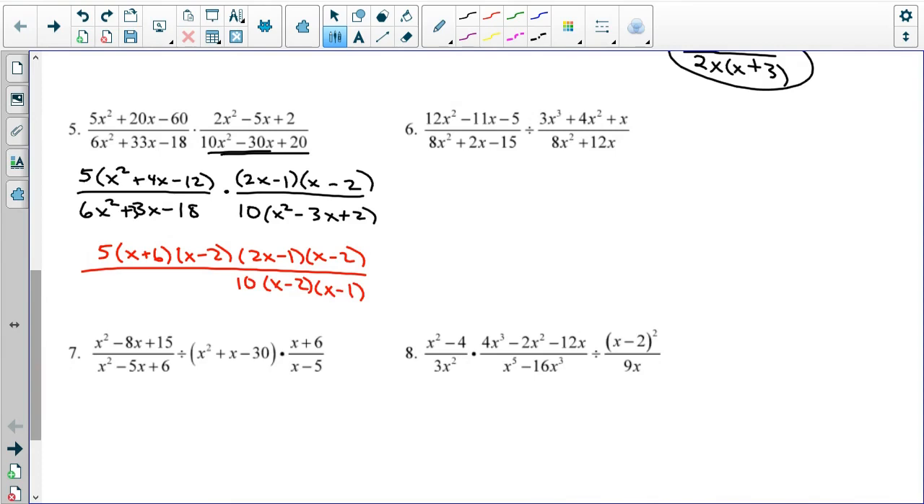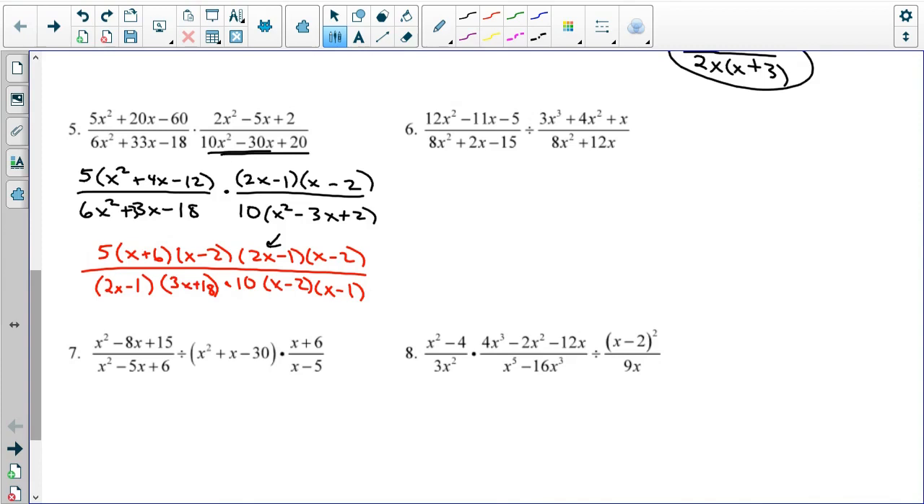Now, if I want to look at this 6x squared plus 33x minus 18, the first thing I'm going to do is I'm going to try 2x minus 1. The reason why I'm going to try 2x minus 1 is I already see it in my numerator. It may or may not work, but I'm going to try it because oftentimes teachers make these problems so that something cancels out. So if this is 2x minus 1, this would have to be 3x, and this would have to be 18.